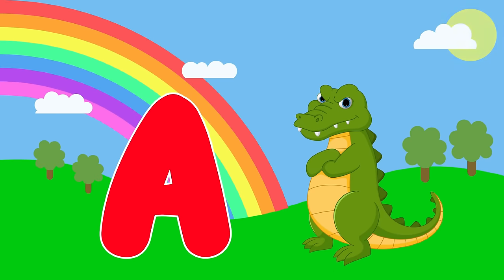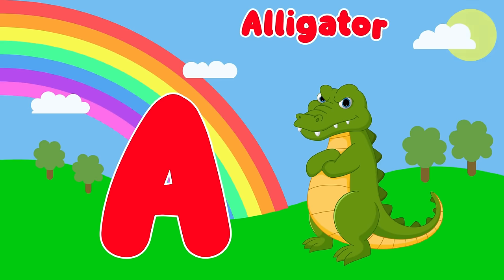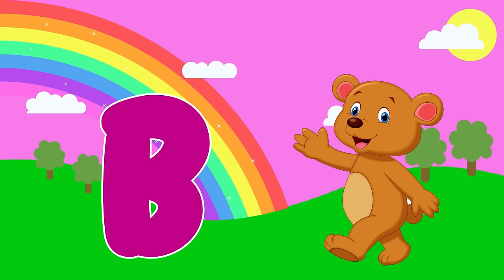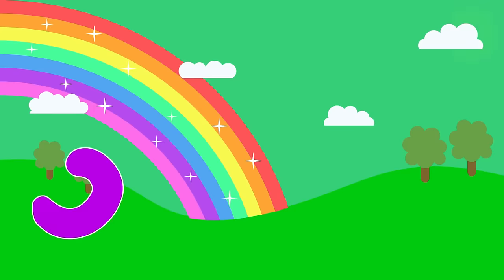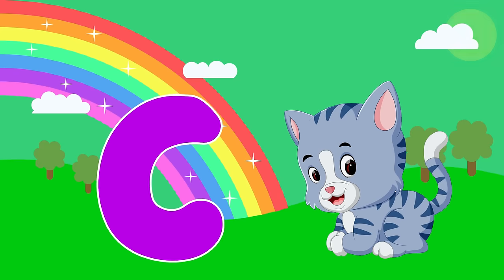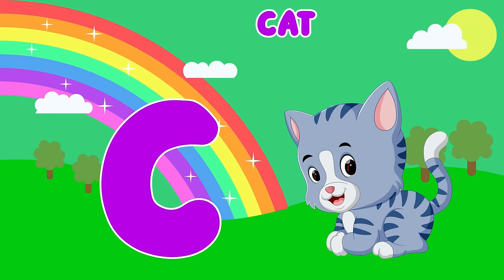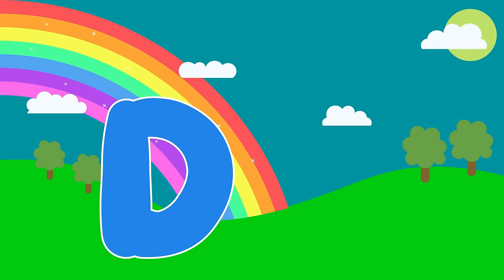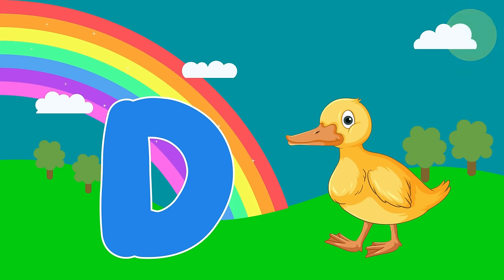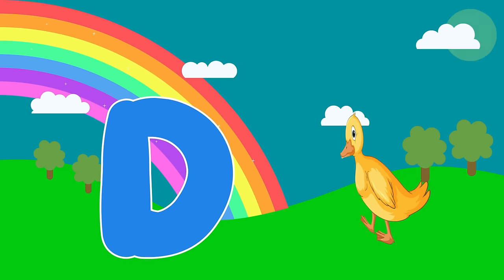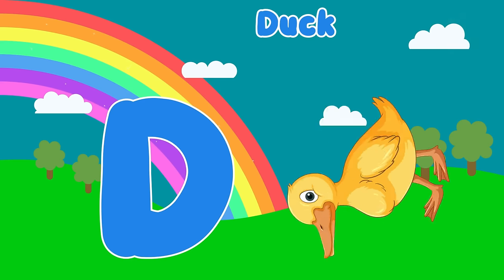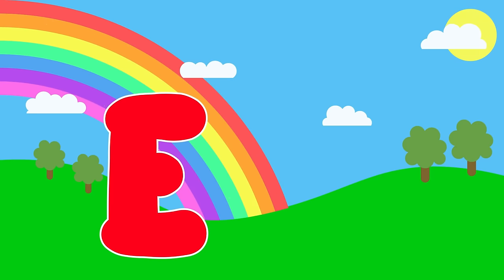A, a, alligator. A, alligator. B is for bear. B, b, bear. B, bear. C is for cat. C, c, cat. C, cat. D is for duck. D, d, duck. D, duck. E is for elephant.